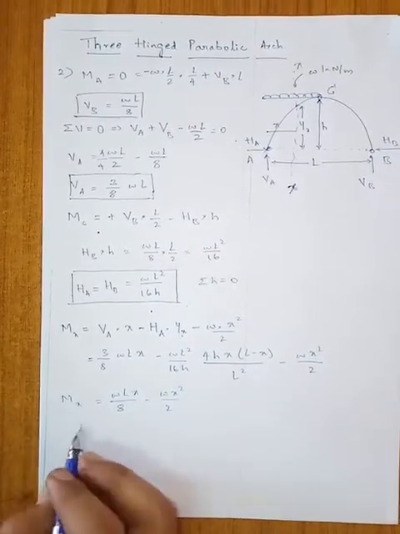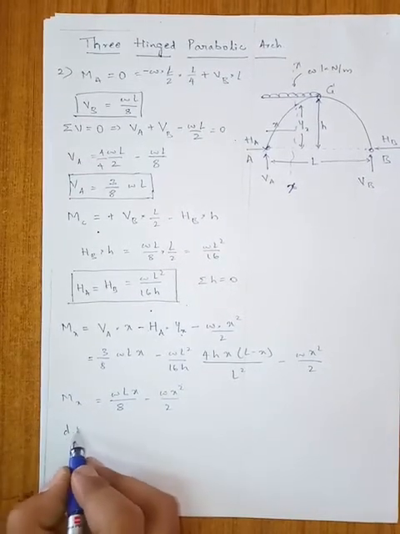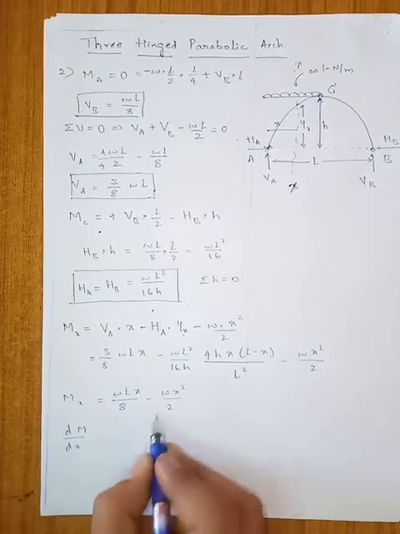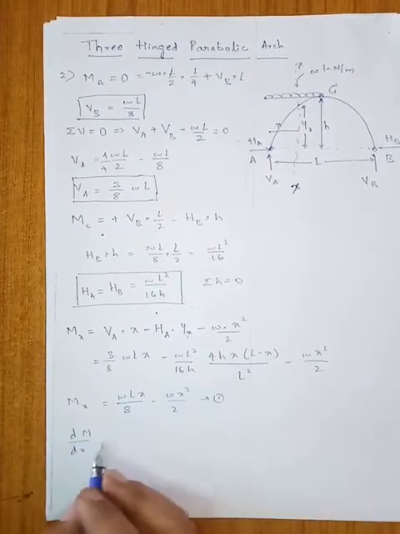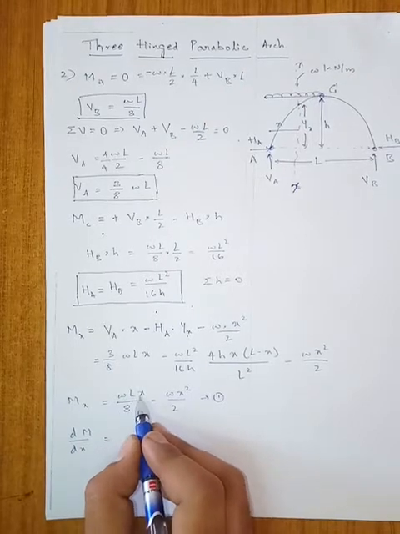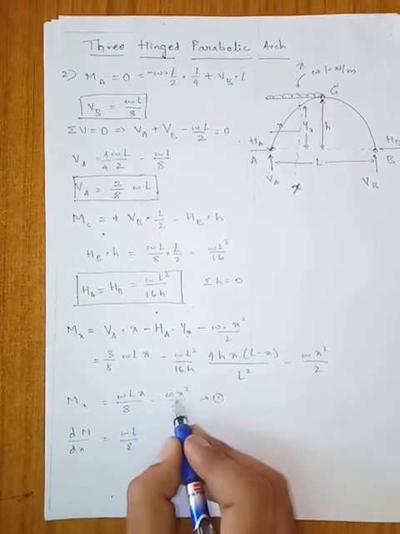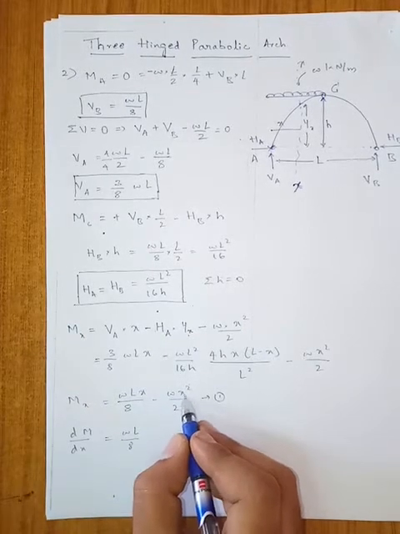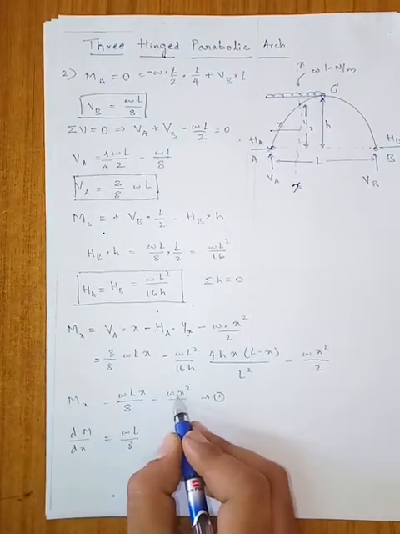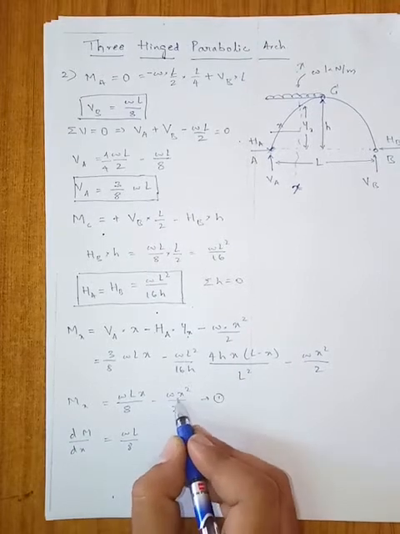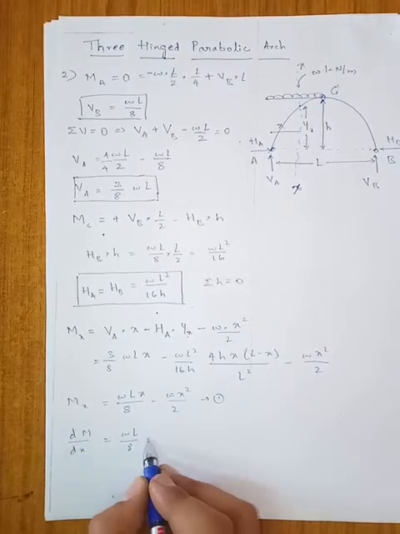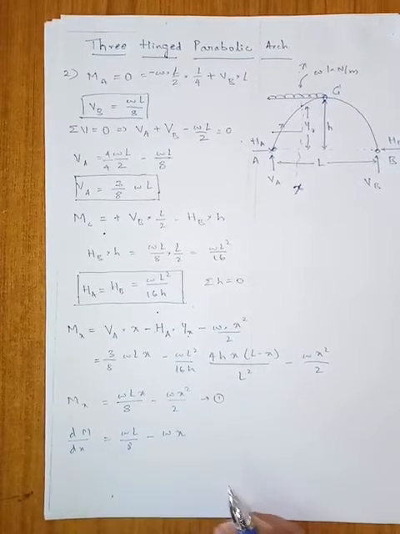Now if you differentiate this equation, dM upon dx, you will find dM by dx as WL by 8. This one has x square, so you will get 2x. The 2 in the numerator and 2 in the denominator cancel each other, and you will be left with Wx.